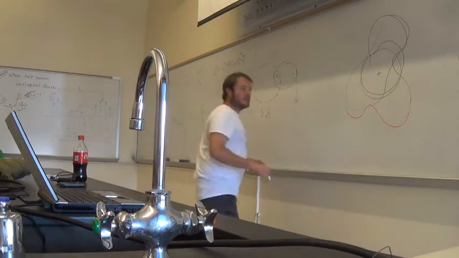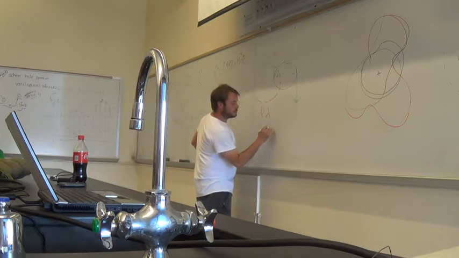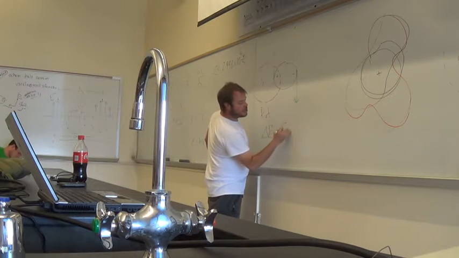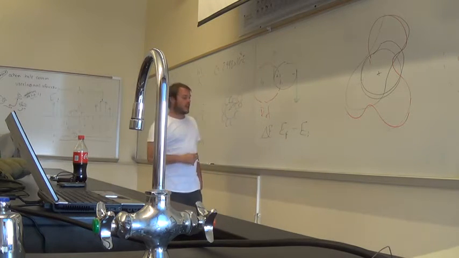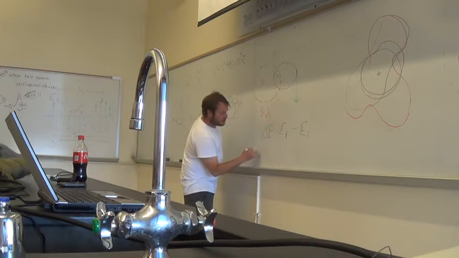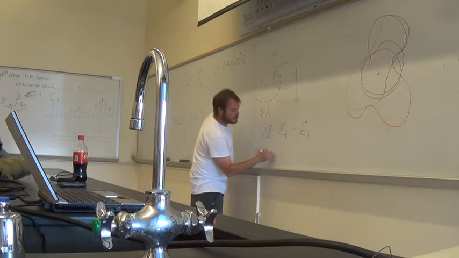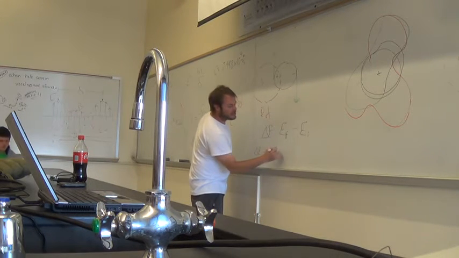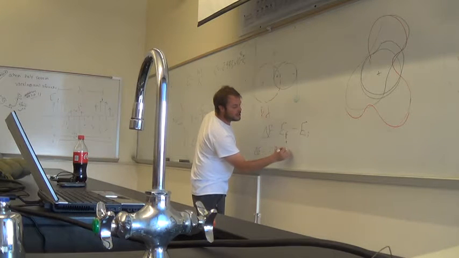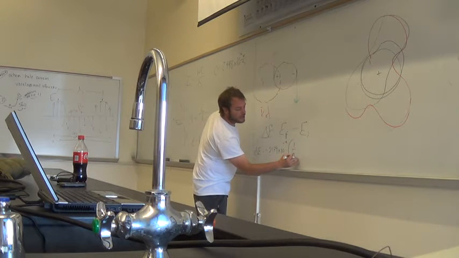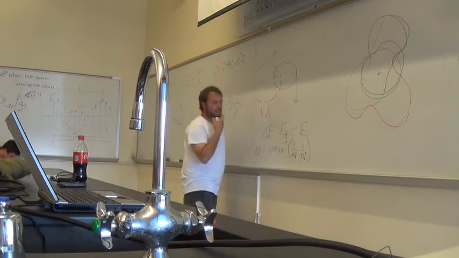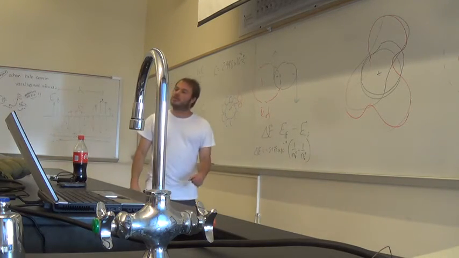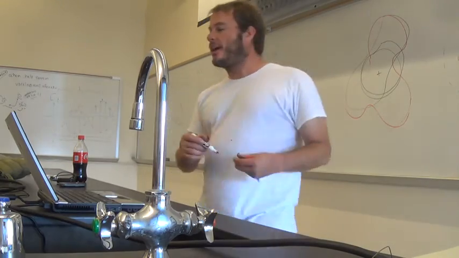You can take delta E as the energy of the final state minus the energy of the initial state. Plug in that equation, and you'll get delta E is equal to negative 2.179, it's either negative or positive, times 10 to the negative 18 times 1 over n final squared minus 1 over n initial squared. And that equation will allow you to predict the emission lines in the hydrogen atom.